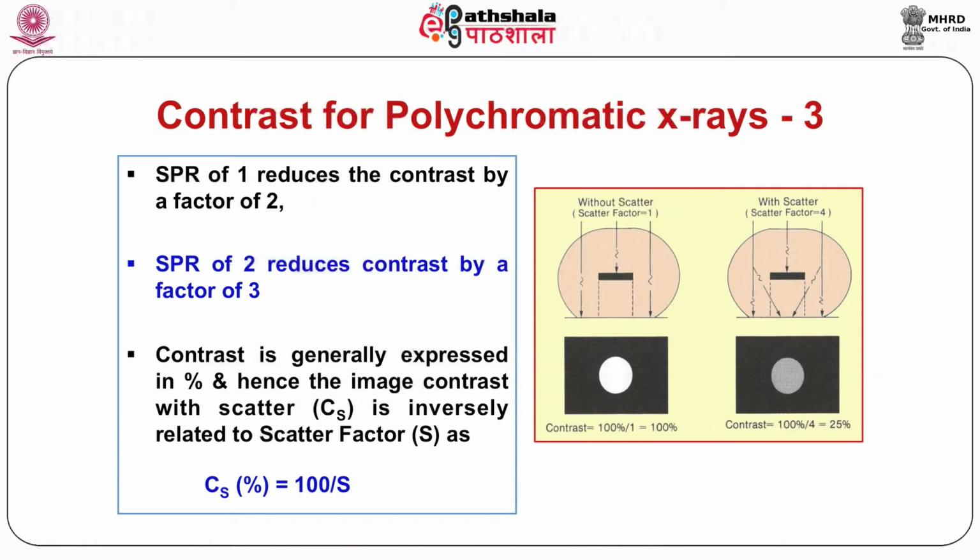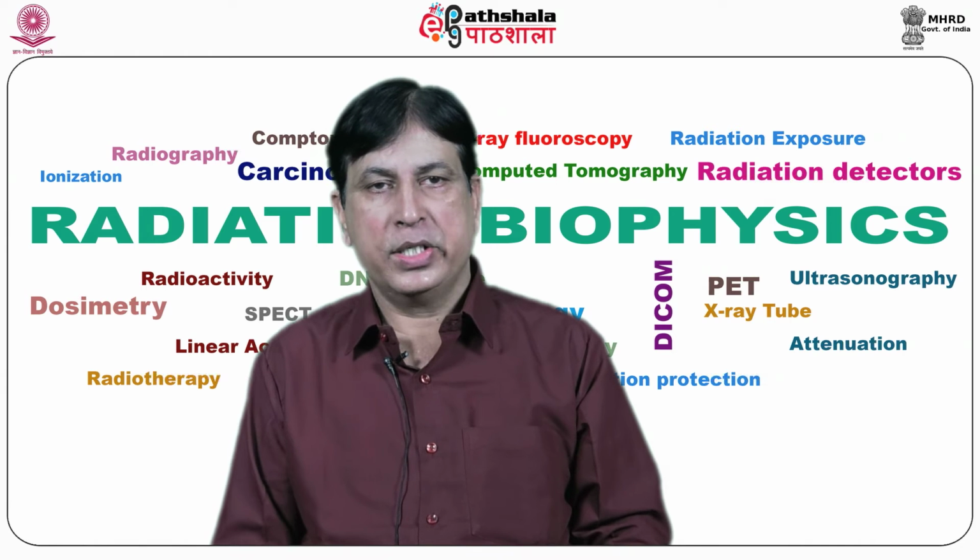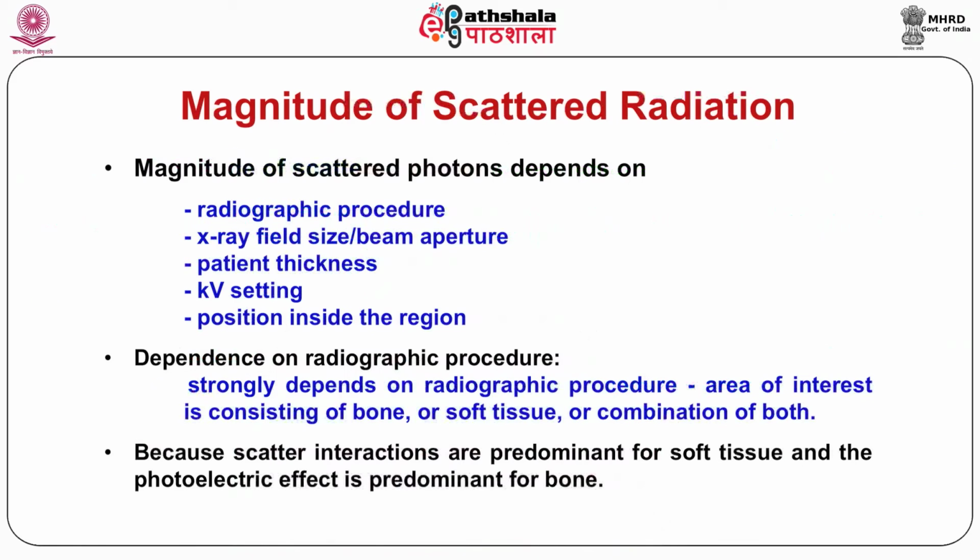The contrast is generally expressed in terms of percentage, and hence the image contrast with a scatter, that is CS, is inversely related to the scatter factor SF and can be given by CS percentage is equal to 100 by SF. Now we will see what is the magnitude of a scattered radiation in diagnostic radiology.